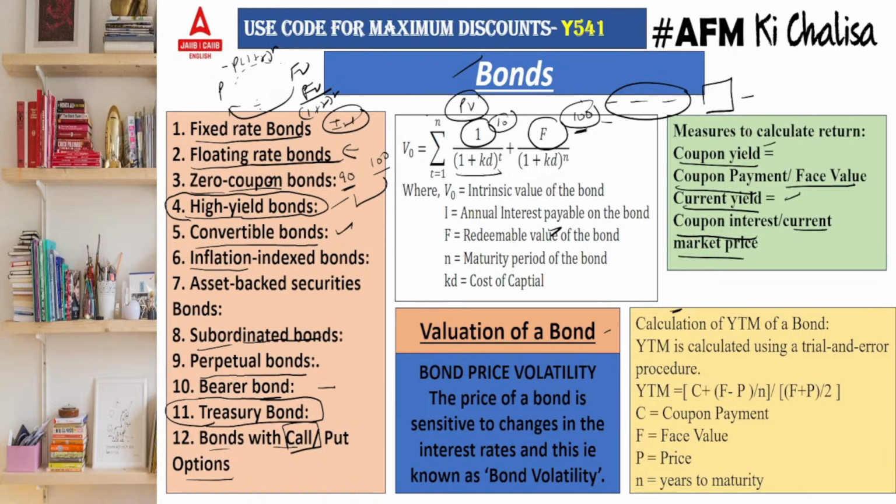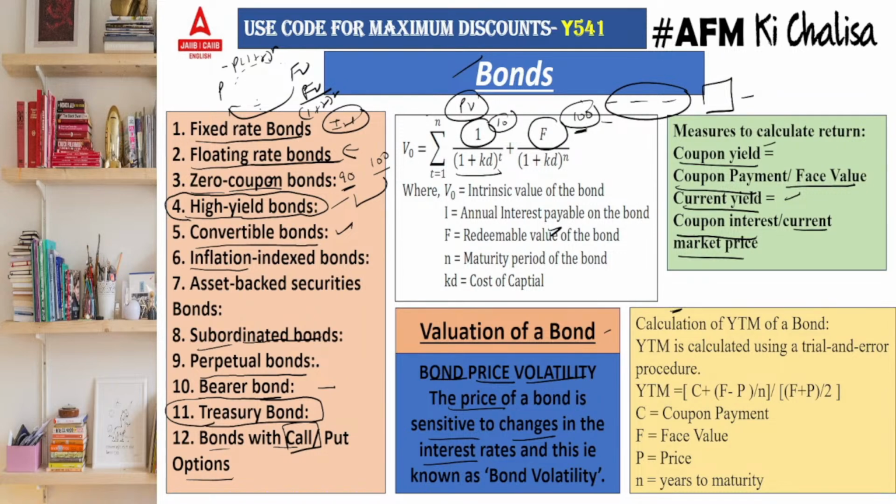Then comes the area of valuation of the bond. How do you value the bond? The point is there's bond price volatility. The price of the bond is sensitive to changes in the interest rate. If interest rate goes up, your bond price will also go up, because people will be running towards the benefit that they are reaping now, so they want more benefits. Vice versa will happen in terms of the bond. So that means the price is definitely an affecting part for the organization.